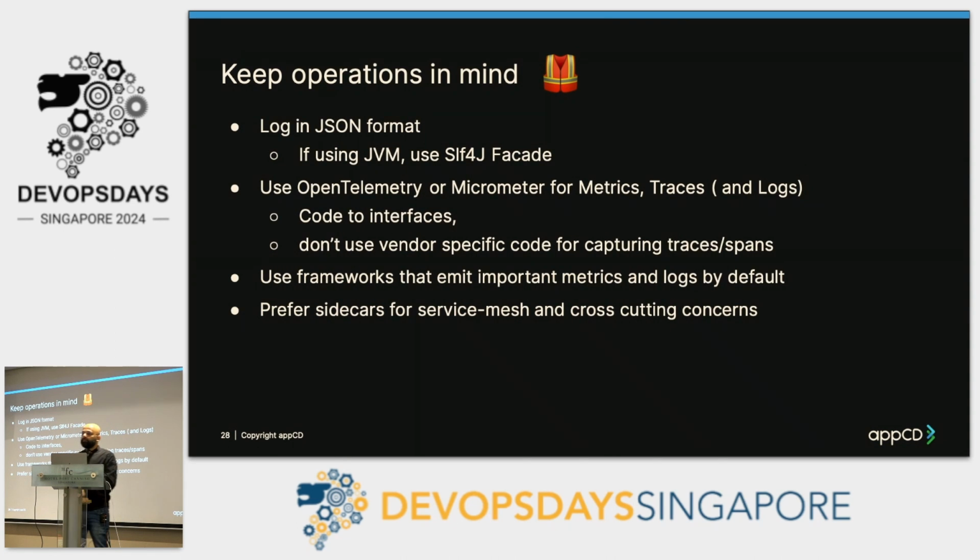Always keep operations in mind, log in JSON format, use OpenTelemetry so that you are agnostic to the vendor. Use frameworks that emit the metrics by default. For example, Spring Boot emits a lot of good metrics by default, so might as well use that. Prefer sidecars that can do the network and routing and a lot of other things for you, like caching and stuff. Don't do that inside code, so you only have to change the sidecar.